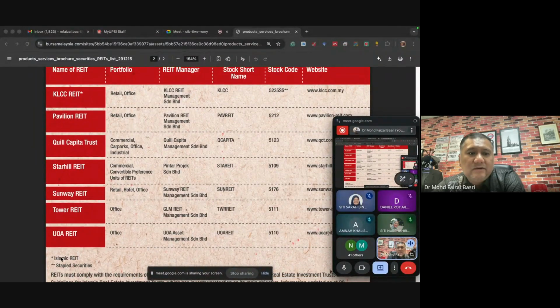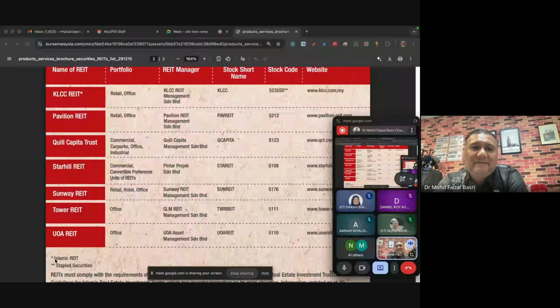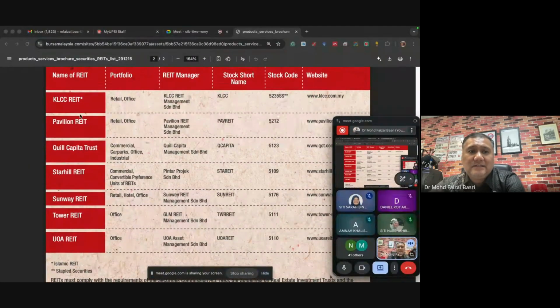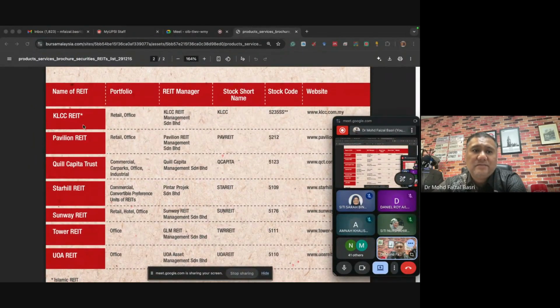Cuma tengok kat bawah ni, option untuk those yang syariah compliant sensitive investors, untuk Islamic REIT ada a few options sahajalah. So mana yang ada tanda star ataupun asterisk ni sahaja yang diconsider sebagai syariah compliant, which is KLCC REITs. Walaupun banyak property dalam commercial ataupun shopping ataupun retail tadi, hanya KLCC je yang consider sebagai syariah compliant. So Pavilion, Quill ni semua tak masuk, Star Hill, Sunway pun tak masuk.